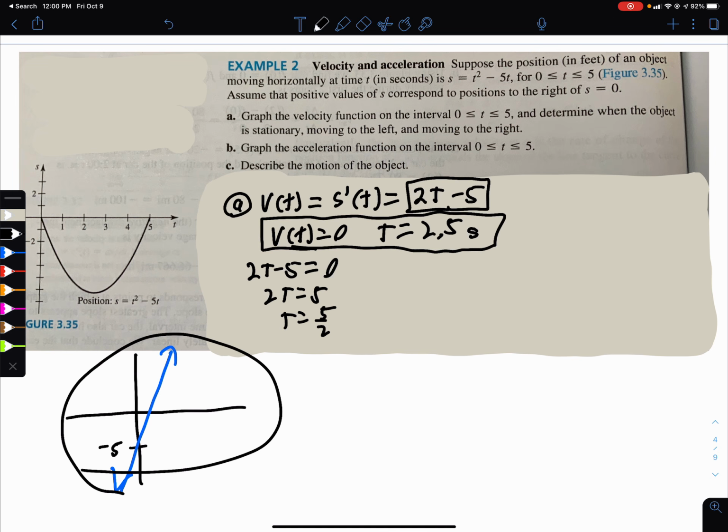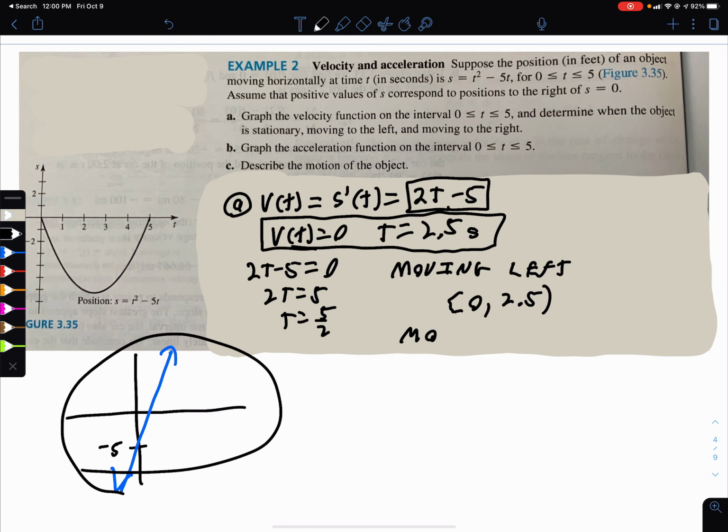When is it moving to the left? If it's moving left, that means its velocity is negative. When is the velocity negative? The velocity is negative in this region. So that's going to be from time 0 to 2.5.